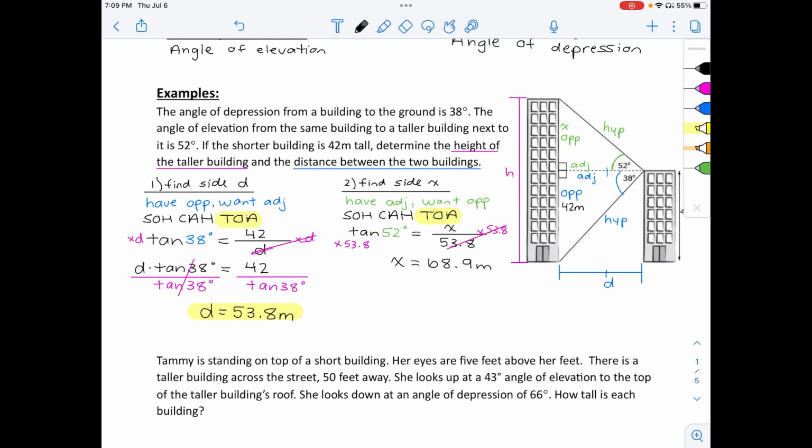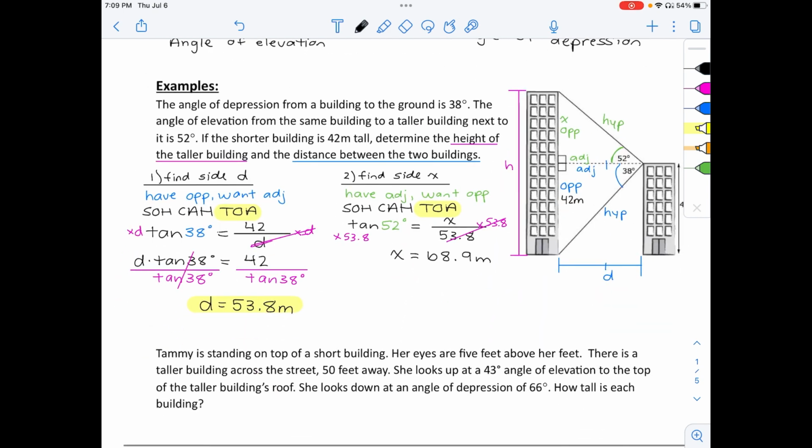Now, I need to make sure that I have fully answered my question. So I'm looking back at what the written part of the question says to confirm if I have fully solved it or not. So it wanted me to determine the height of the taller building and the distance between the two buildings. So I've determined the distance between the two buildings here, but I have one more step to find what the height of the building is. So I'm going to just show that here briefly.